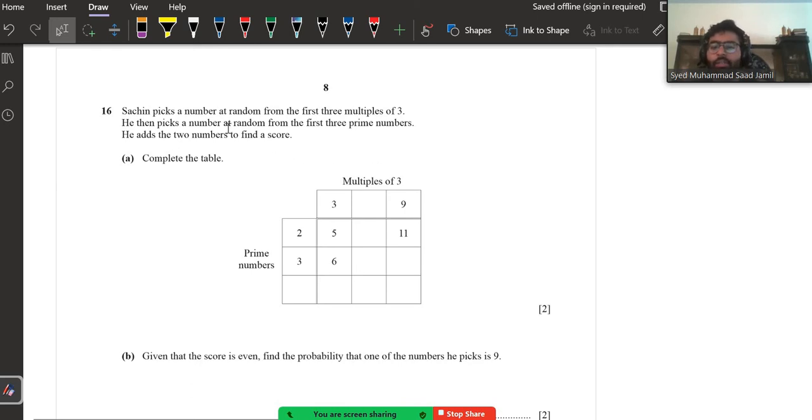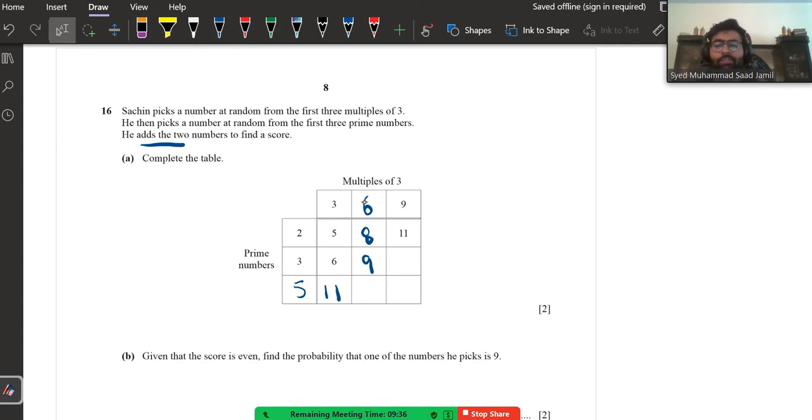Complete the table. Since this is multiple of 3, 3 ones are 3, 3 twos are 6. And since these are prime numbers, the first 3 prime numbers are 2, 3 and 5. It says then he adds the 2 numbers. 2 plus 6 is 8. 3 plus 6 is 9. Now 5 plus 6 is 11.